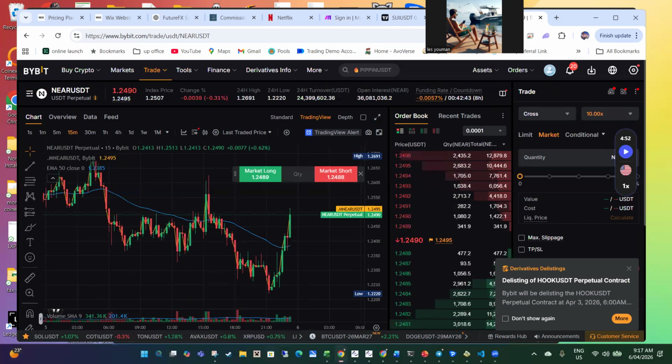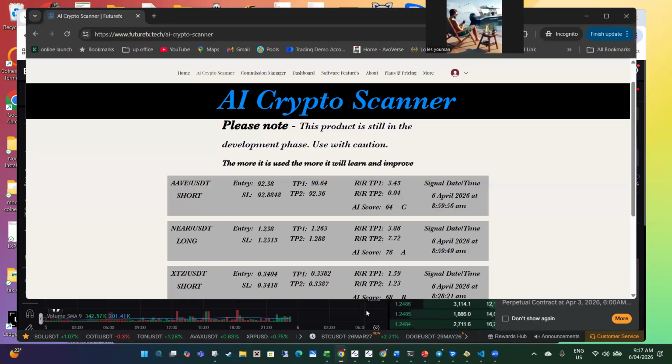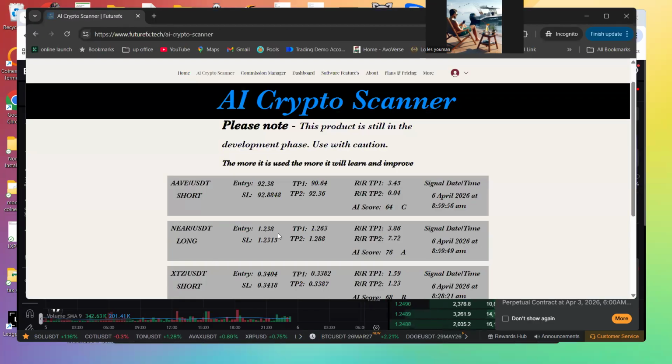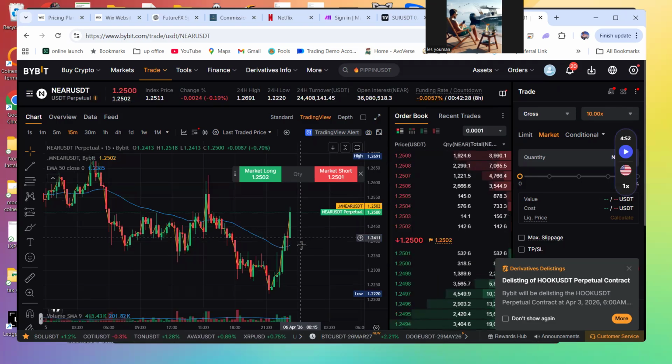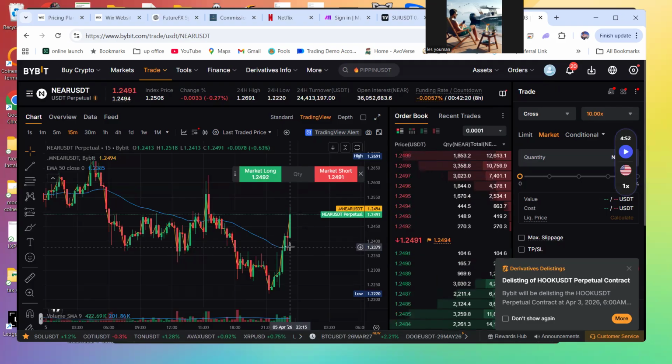If we have a look at the signal again, the entry point was 1.238. Which was right down here. So in this particular instance, we've left it a little bit long. The market's already moved, but if we had jumped straight on this signal the moment we got it, our trade would have been in quite decent profit already.